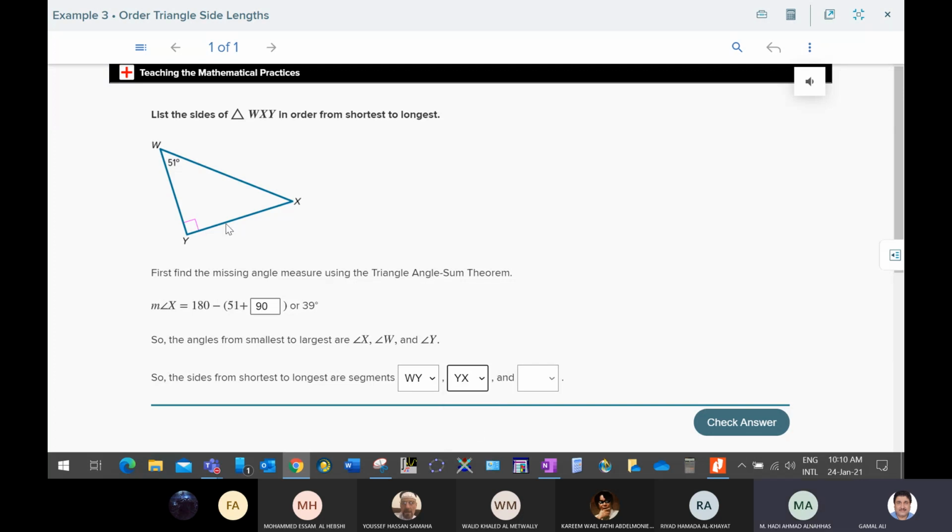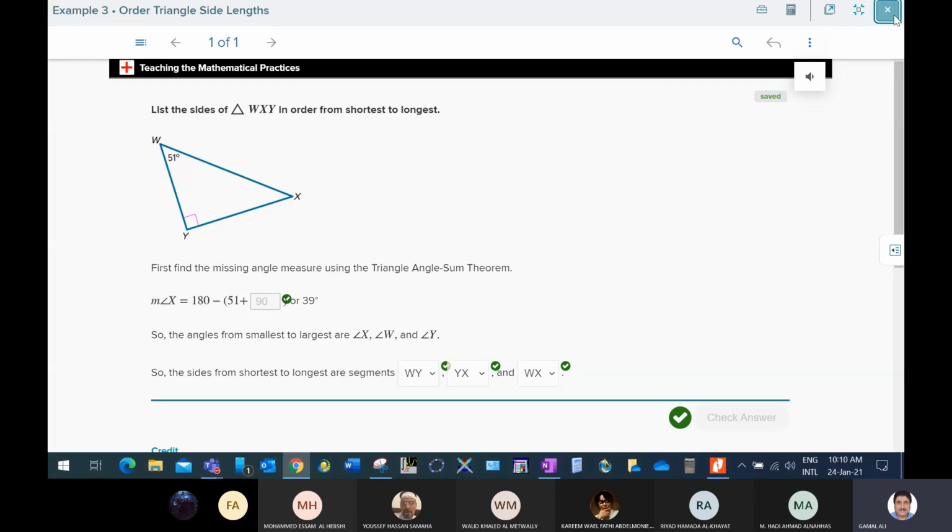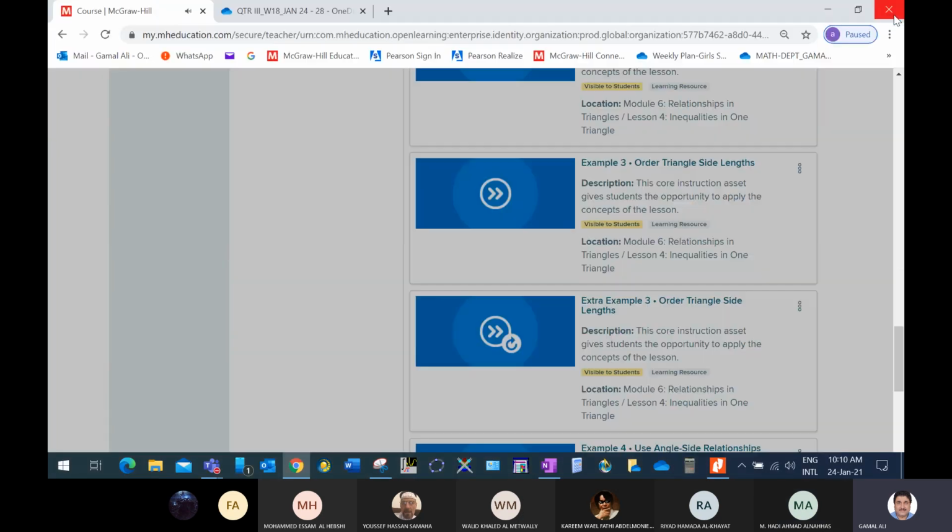Y. What is the greatest angle? Y. What is the opposite side of it? WX. So I'll choose WX. Can we check your answer? Yes. Okay. Who wants to solve the extra example number 3?